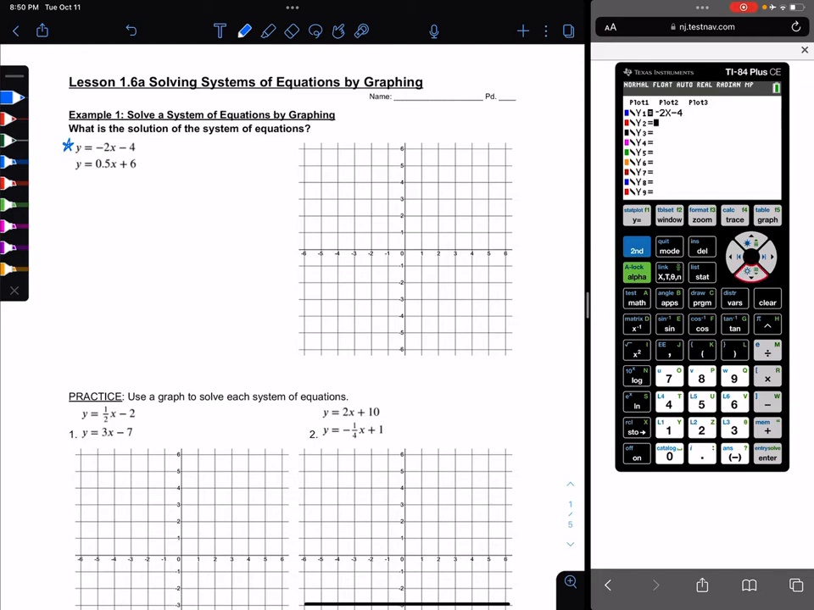And then for y2, we're going to use 0.5x. Now you can change that to 1/2, but there's really no reason to. So we're just going to stick with 0.5x plus 6. All right, if I graph these, I get a graph that looks like this. My solution will be the intersection point in that top left.